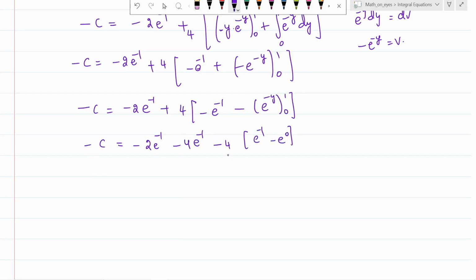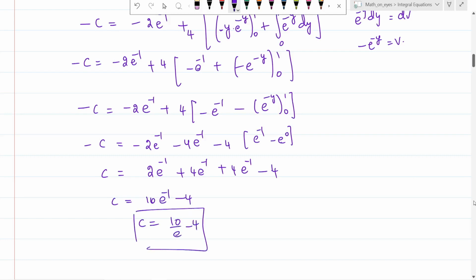When you cancel the negative from both the left hand side and right hand side, we get c is equal to 2 e power minus 1 plus 4 e power minus 1 plus 4 e power minus 1, then minus e power 0. e power 0 is 1, so we get minus 4. So this is what our c is. c is equal to 10 e power minus 1 minus 4, that is c is equal to 10 by e minus 4.